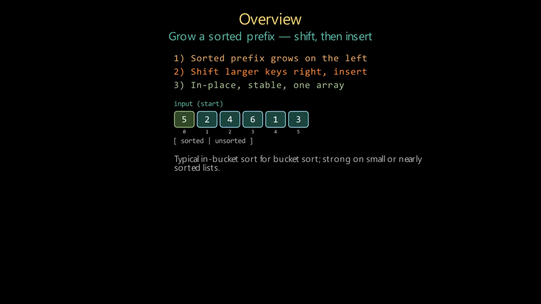Insertion sort grows a sorted prefix on the left. Each step takes the next key, shifts larger values one slot to the right, and inserts the key in place. It is in place, stable, and is the usual sort inside bucket sort bins.